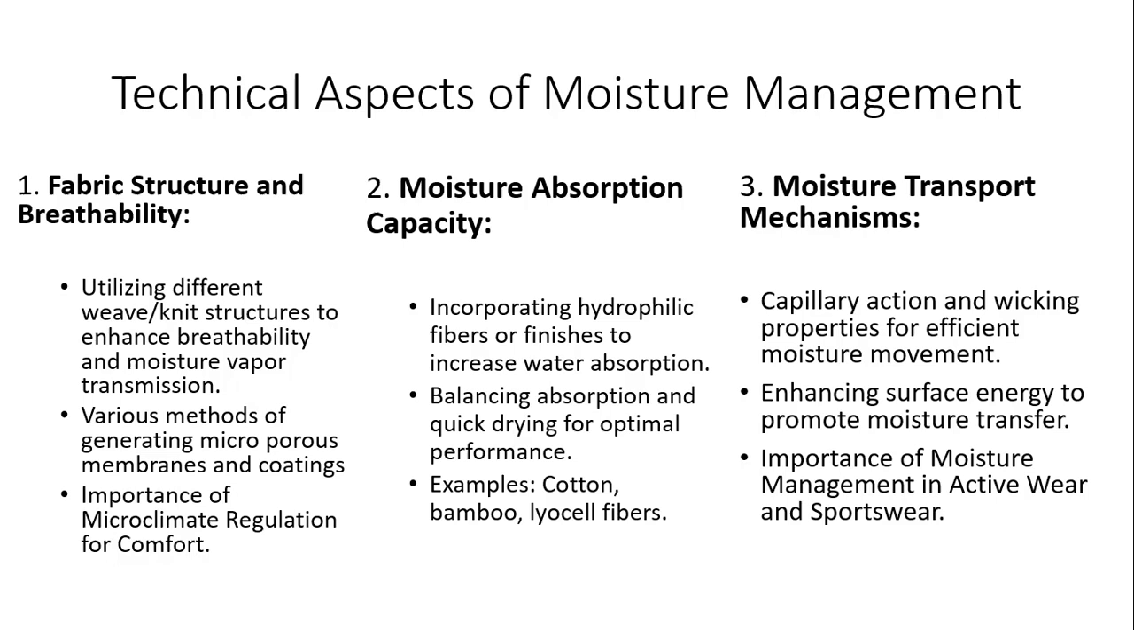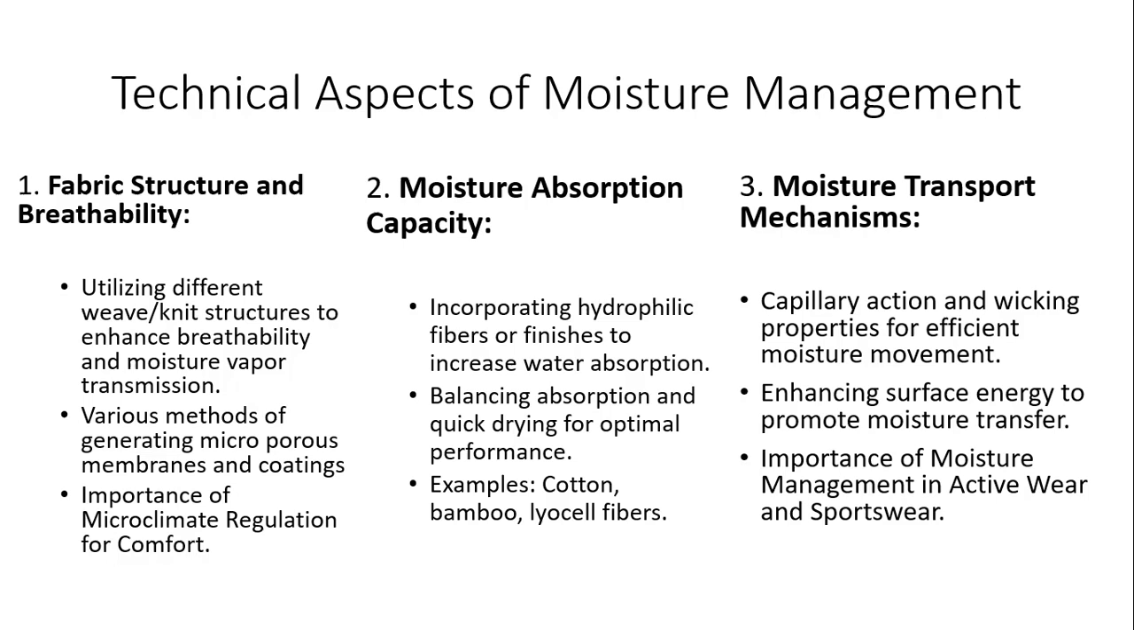It needs to be a one-way. So the one-way moisture transportation through the fabric structure and the breathability are very, very important. Right, so let's look at the second most important pillar. That is the moisture absorption capacity.